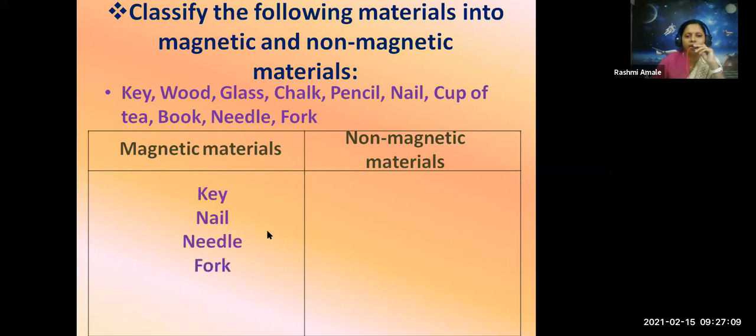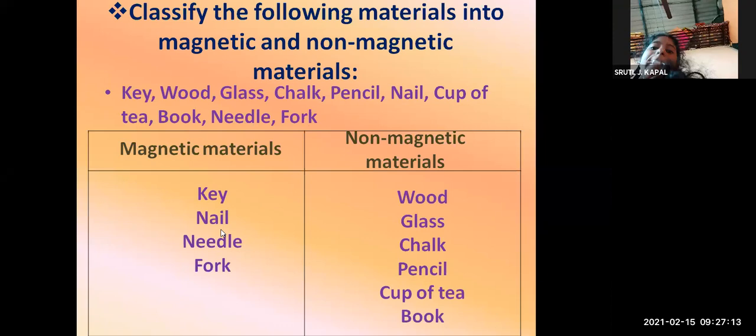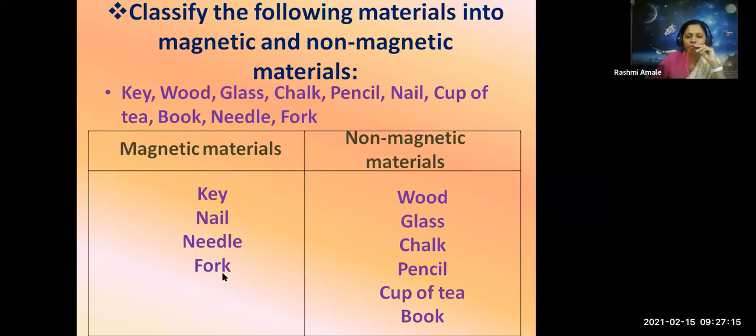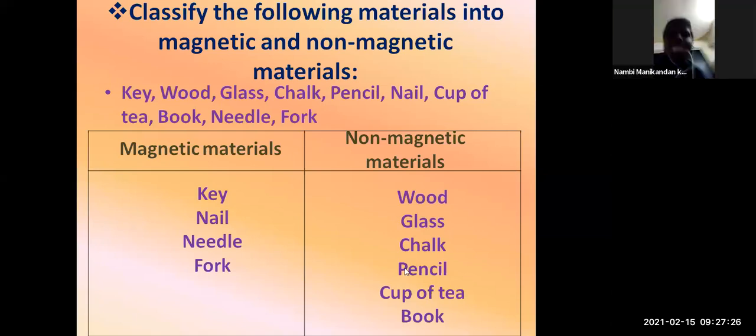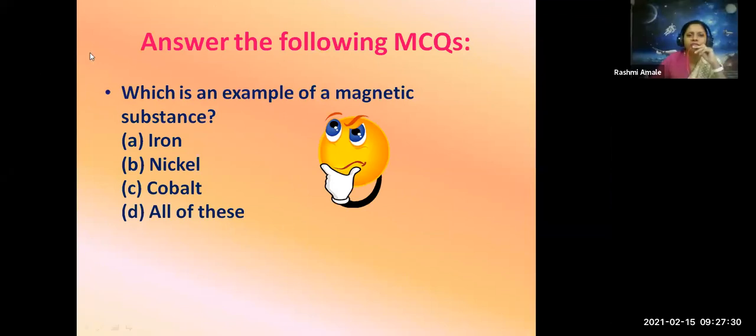So let's check your answers. See, in magnetic we have key, nail, needle, fork. Very good. And in non-magnetic we have wood, glass, chalk, pencil, cup of tea, book. Very good, children. Now answer the following MCQs. See here, I have given you some MCQs, that is multiple choice questions. You have to just select the correct option.